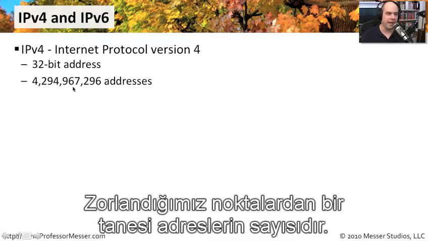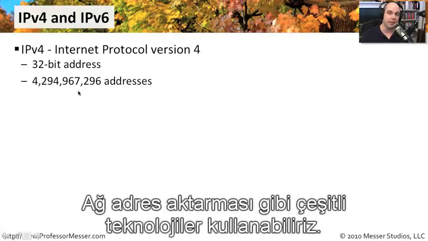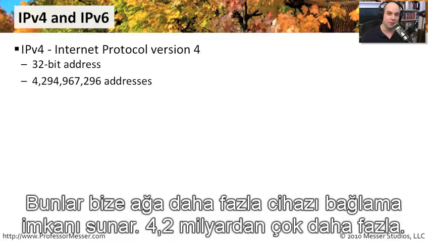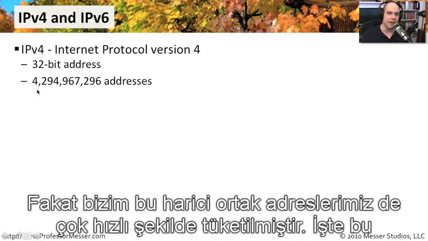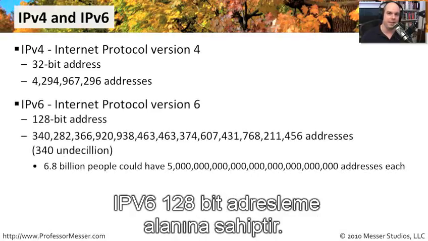One of the challenges we have is that the number of addresses we're using out here is quickly being depleted. We have technologies we put in place like network address translation that do allow us to have more total devices connecting to the network than 4.2 billion, but those raw external public addresses are quickly being depleted. And that's one of the big reasons that everybody's moving to IPv6.